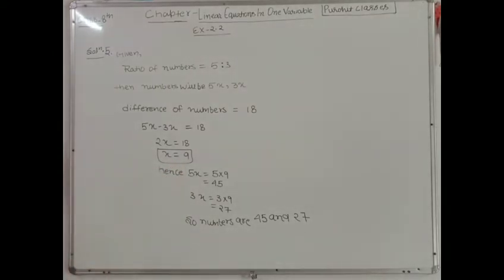Now after this we have to find the numbers, and the numbers were 5 times x and 3 times x, hence 5 times x will become 45 and 3 times x will become 27. So at the last we have written, the numbers are 45 and 27. Okay, so pause the video and note it down.